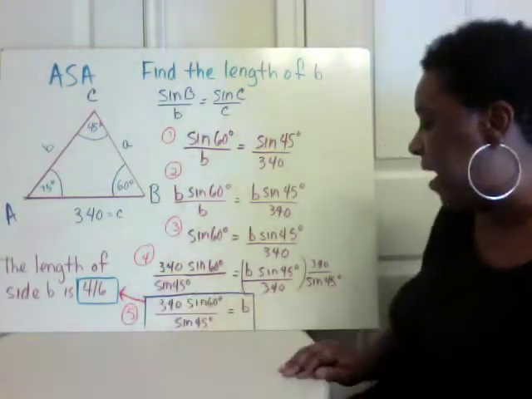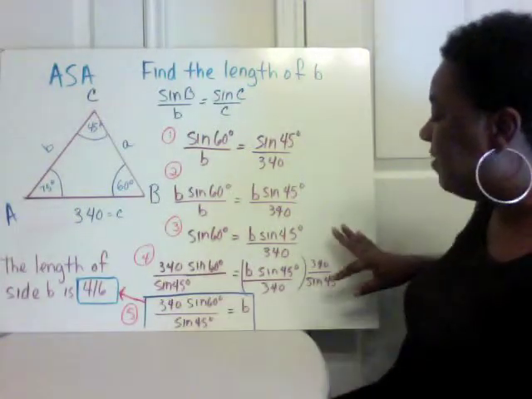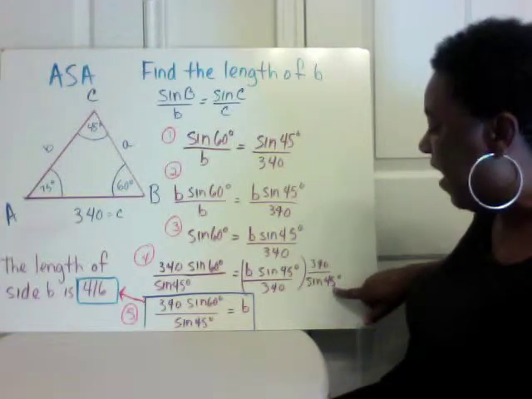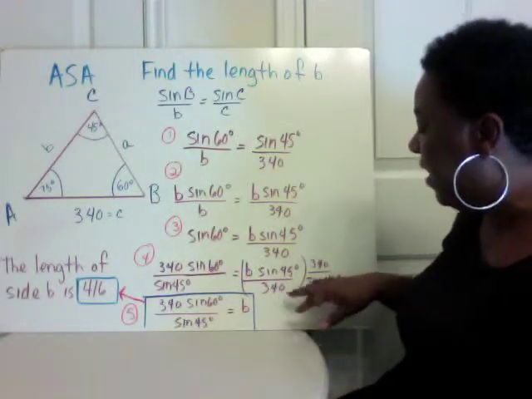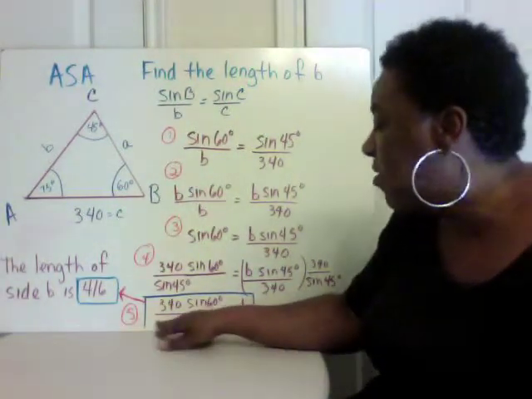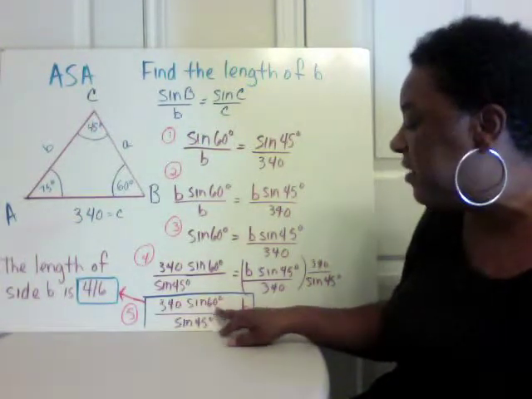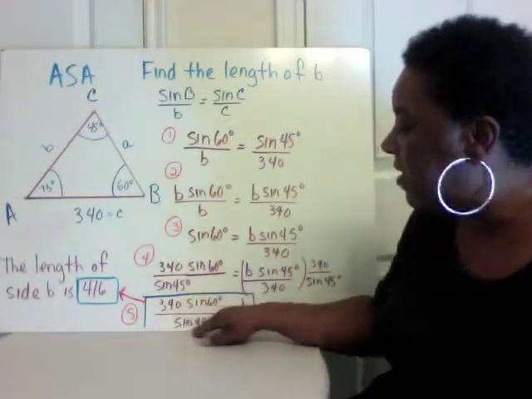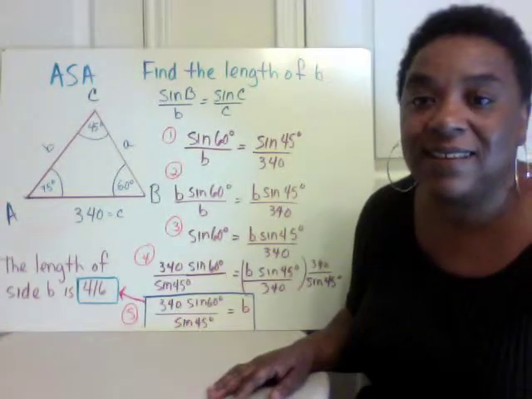And in this next step, we want to get b by itself, so we multiply both sides of the equation by 340 divided by sine of 45 degrees. So sine of 45 degrees and 340 cancel out and leave b on the right side by itself. And then on the left side of the equation, we have 340 times sine of 60 degrees divided by sine of 45 degrees. And when we put this in our calculator, we find that the length of side B is 416.